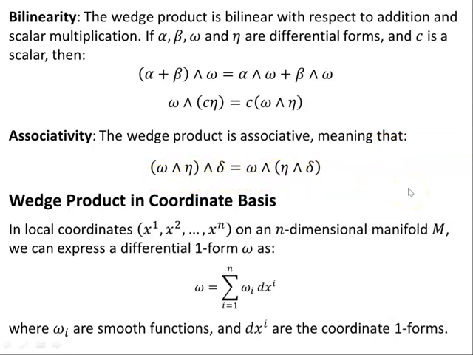All right, now let's have a look at the wedge product in a coordinate basis. So in local coordinates on an n-dimensional manifold M, so some local open set U on M, with local coordinates x1, x2, up to xn, we can express a differential one form omega as this here, okay? Where the omega i are smooth functions and dxi are the coordinate one forms. Now, this can go up to n, according to the dimension of the manifold.